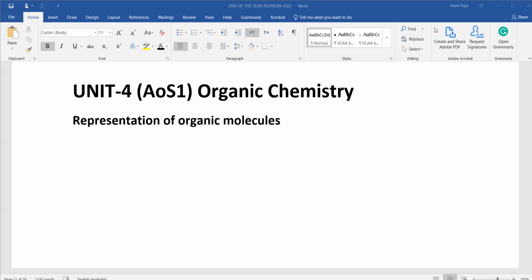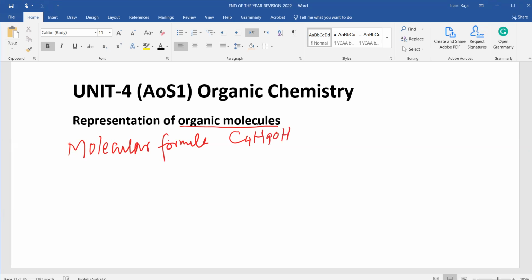So first of all, you need to know that an organic molecule can be represented in four ways. The first one is the molecular formula. In molecular formulas you simply write the number of different types of atom. For example, if you have butanol, you can write C4H9OH, or you can also write the molecular formula for butanol as C4H10O.